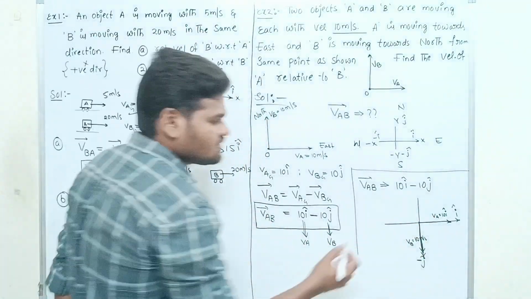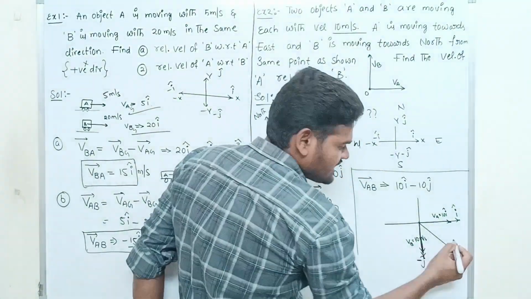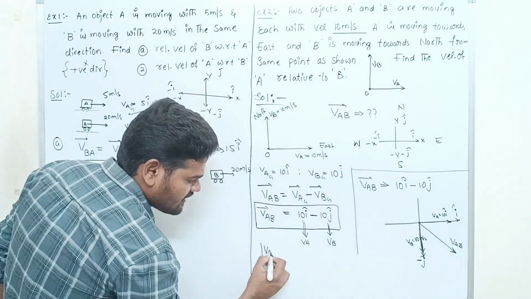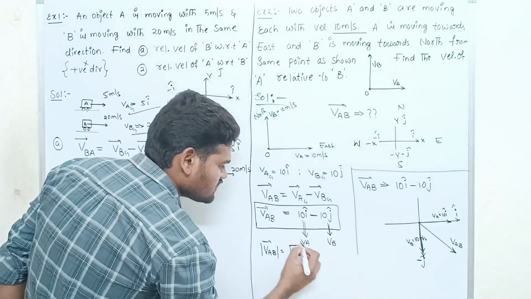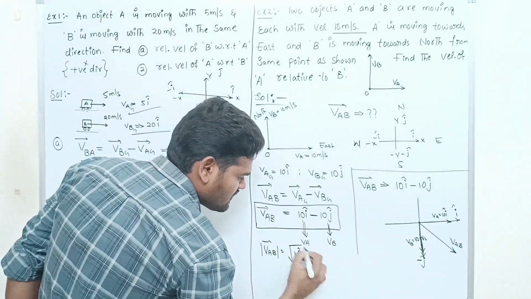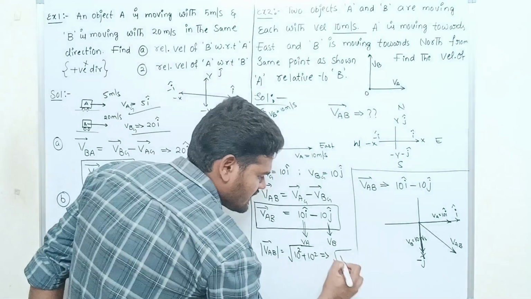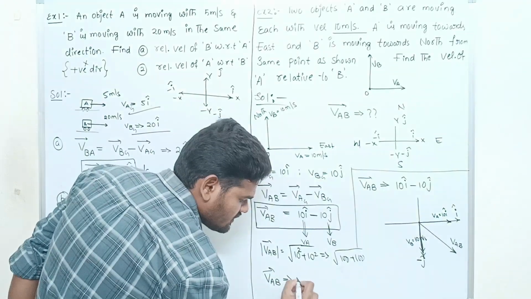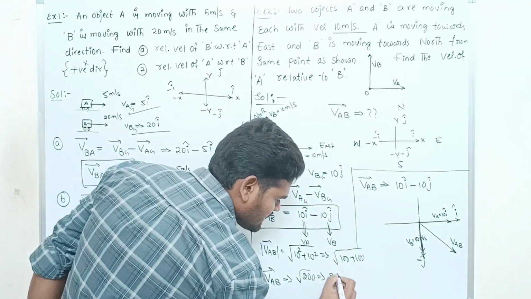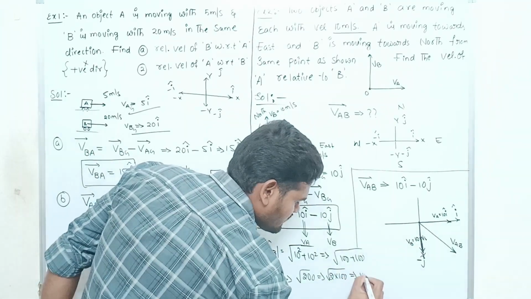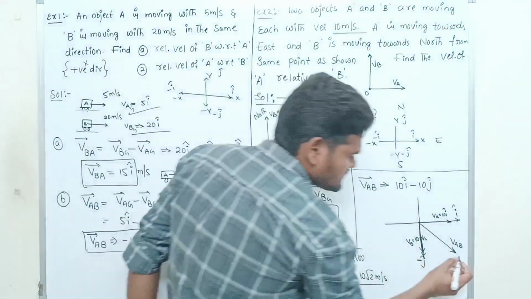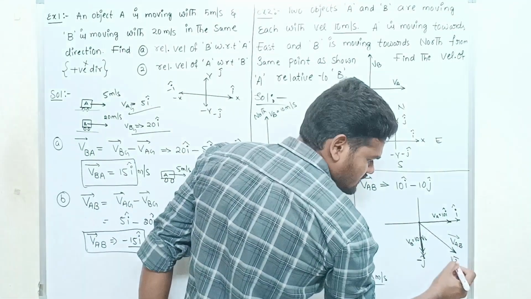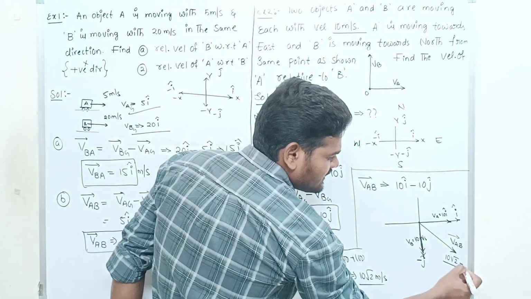So this is the resultant direction of the relative velocity of A with respect to B. How can we find it? We just take its magnitude, which is root over 10 square plus 10 square, equals root over 100 plus 100. So VAB is equal to root 200. Root 200 can be written as root of 2 into 100, which equals 10 root 2 meter per second. The resultant of these two vectors is given by 10 root 2 meter per second.